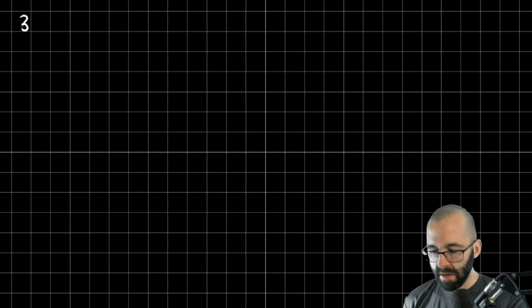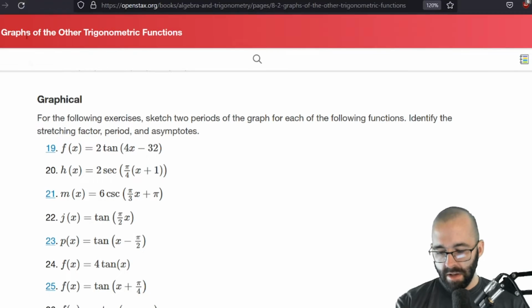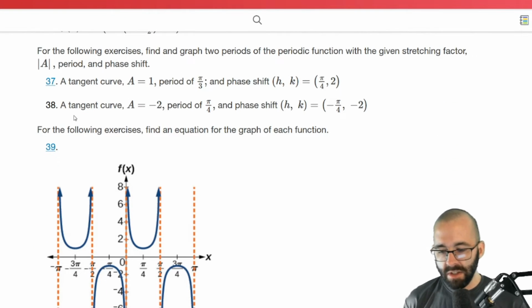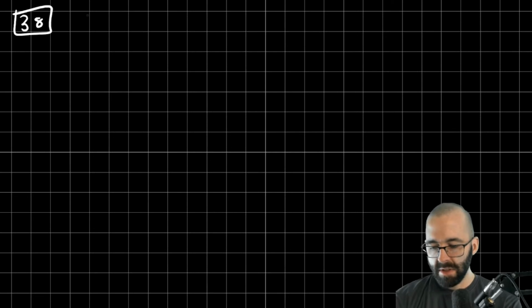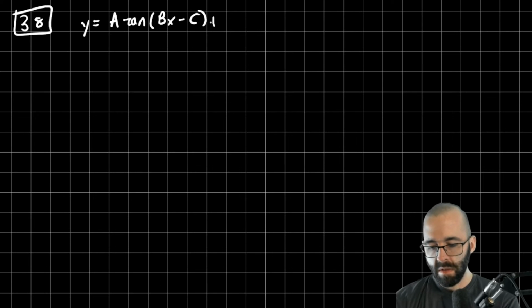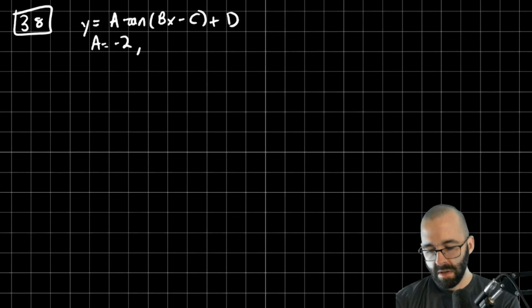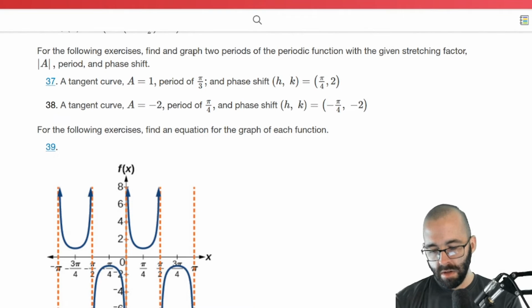Next, let's look at 38. Now 38 is asking us, find and graph 2 periods of the periodic function with a given stretching factor, period, and phase shift. So, okay, it's going to be tangent, which means it's going to be of this form. And what does it tell us? It tells us that A is -2. Period is pi/4. And phase shift is the point HK is at -pi/4, -2.